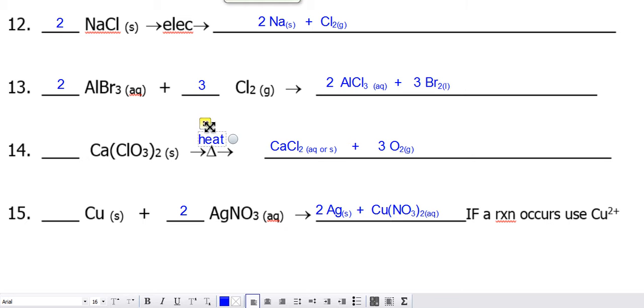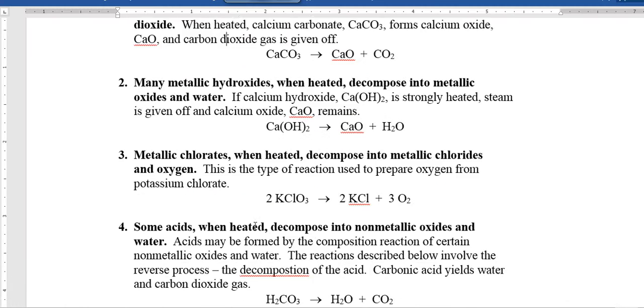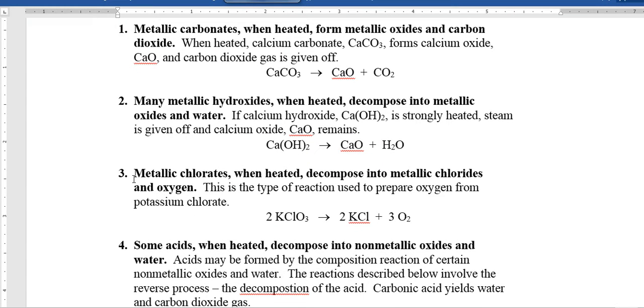So let's just throw that on there. The calcium chlorate is being heated. Definitely a decomposition. And it's calcium chlorate. Oh, here we go. Metallic chlorates. Calcium chlorate is going to become calcium chloride.